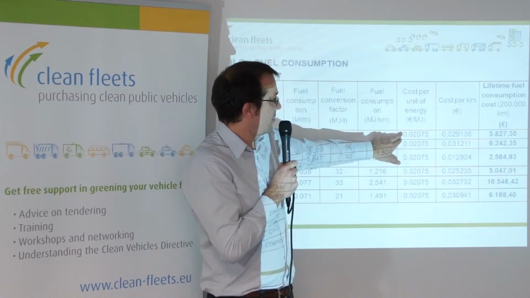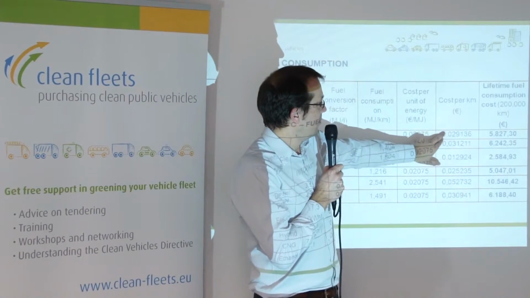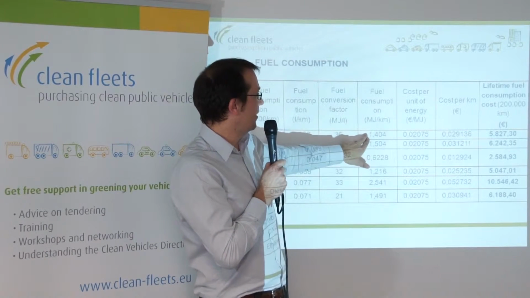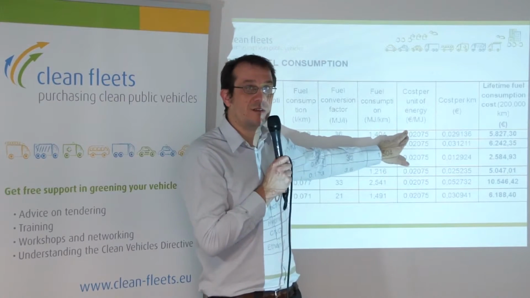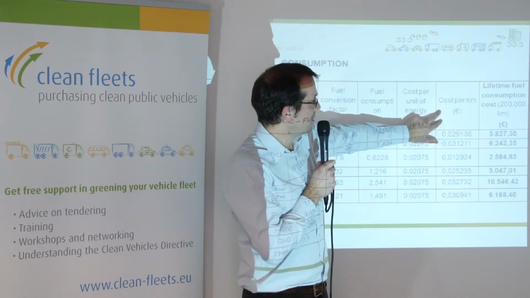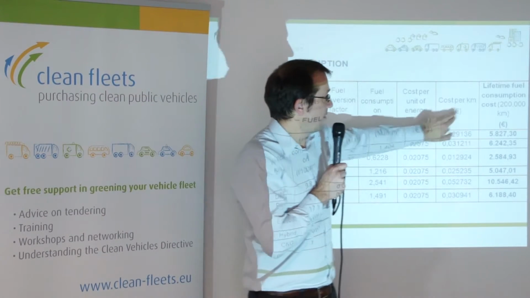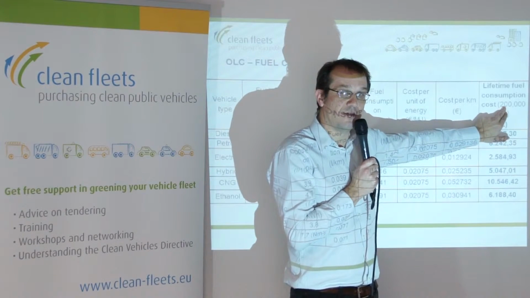So once you have the cost per unit of energy, you have the cost per kilometre in euros by, obviously, multiplying the amount of energy you're using per kilometre by the cost of that unit of energy. So, in the penultimate column, we have the cost per kilometre in euros. To make the final jump, what we need to know is how many kilometres the vehicle is going to travel.